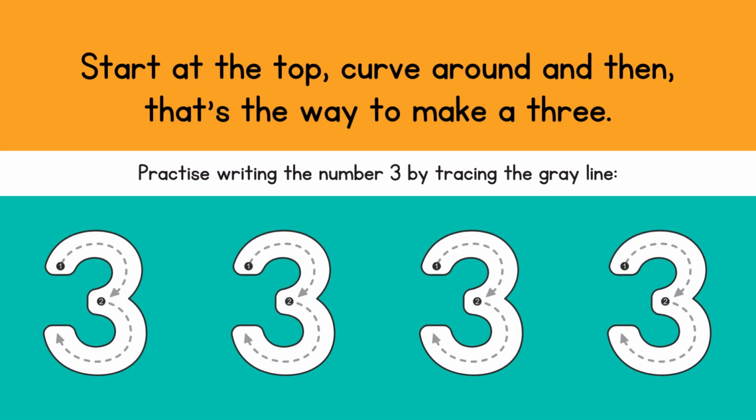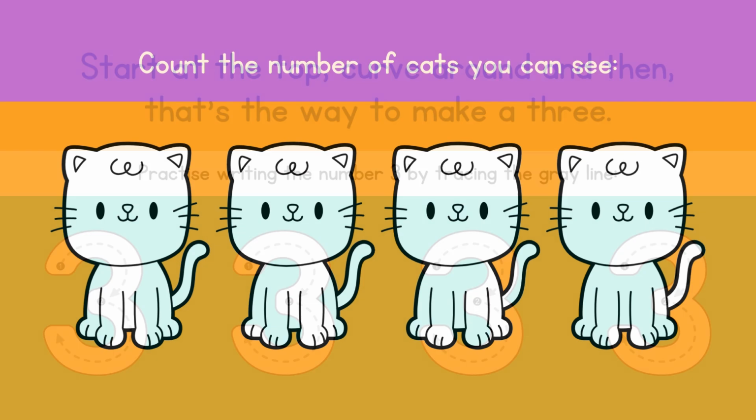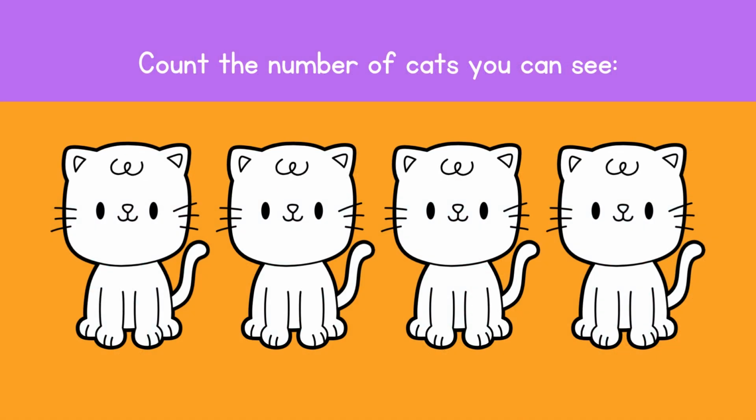Start at the top, curve around and then, that's the way to make a 3. Practice writing the number 3 by tracing the gray line. Count the number of cats you can see.